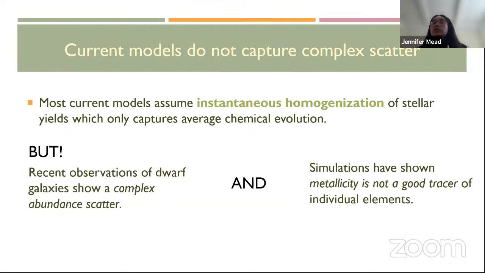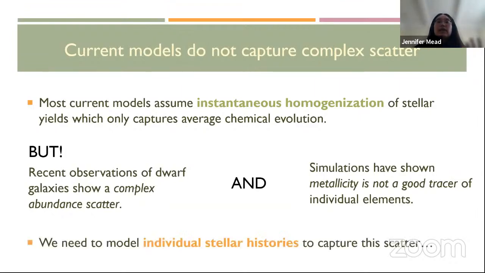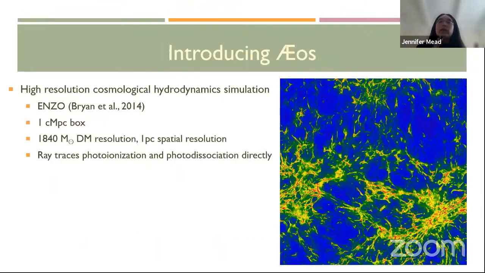And also recent simulations have shown that the overall metallicity is not actually a good tracer of how individual elements propagate. All of that being said, we need to begin doing more detailed things, and we need to model individual stellar histories in order to capture the scatter. And this is where EOS comes in.